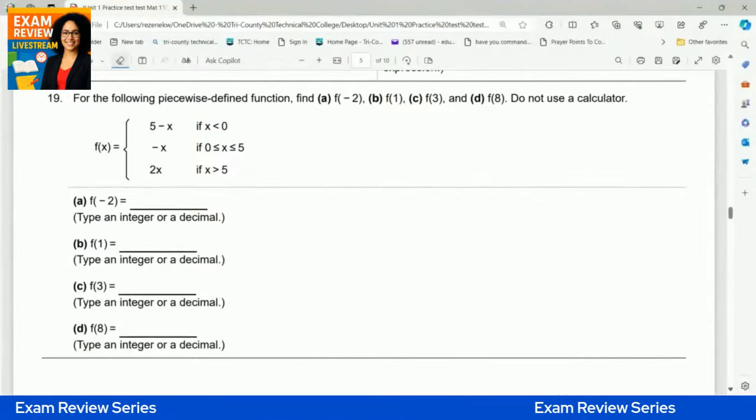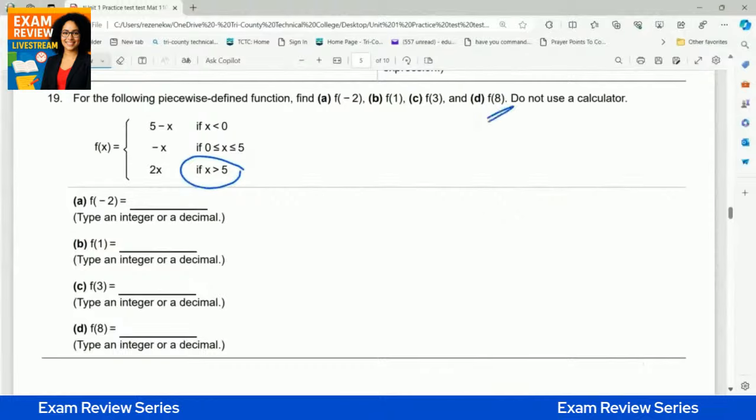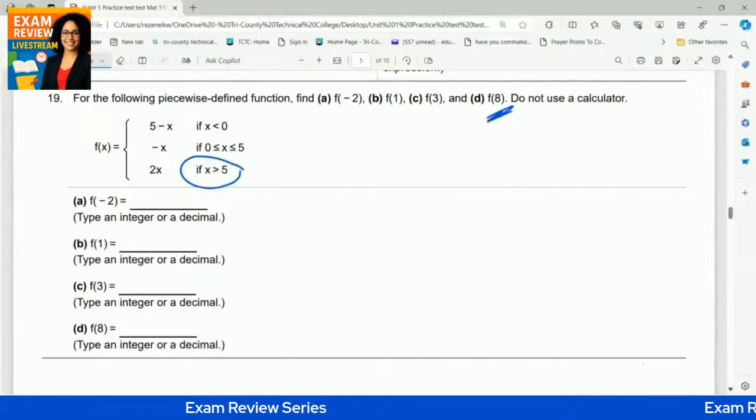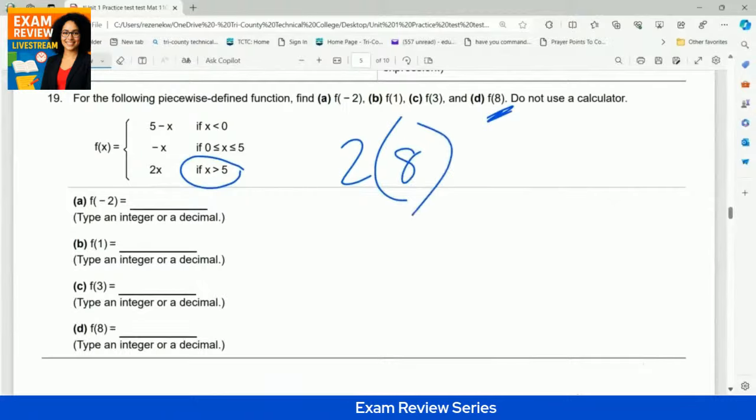So the piecewise defined function says that whenever x is greater than 5, then we can use it to evaluate 2x. 8 is greater than 5. Therefore, it's a candidate for the third piece. So I'm going to say 2, substitute 8, and that is 16.